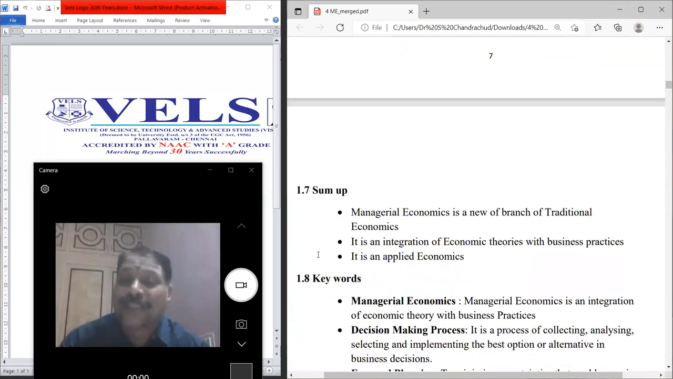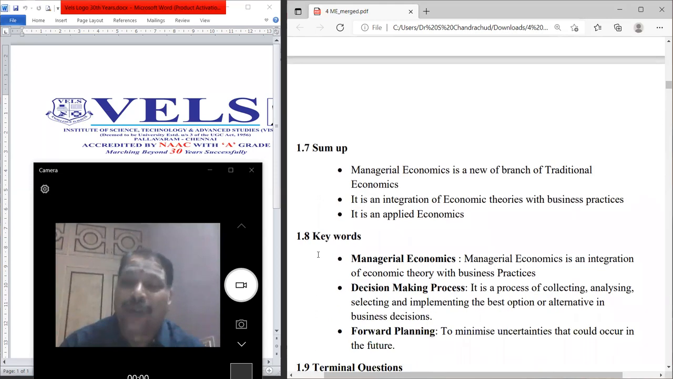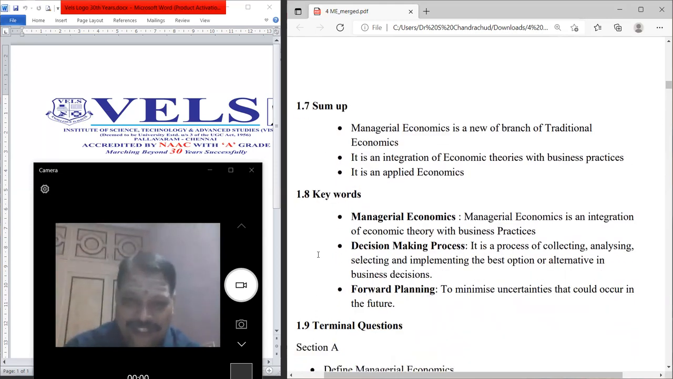So with this, we are completing the introductory part of managerial economics. I have just summed up what we discussed in the first unit. Managerial economics is a new branch of traditional economics. The second thing we understand is that it is an integration of economic theory with business practices. It is applied economics. It is not an art, it's a science.